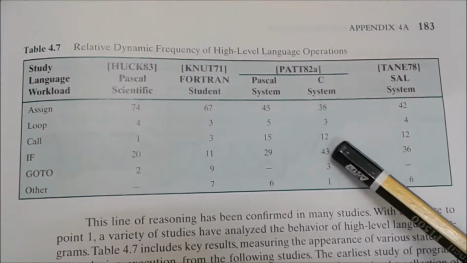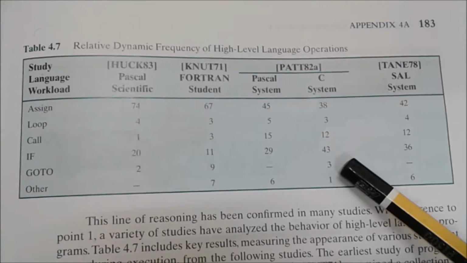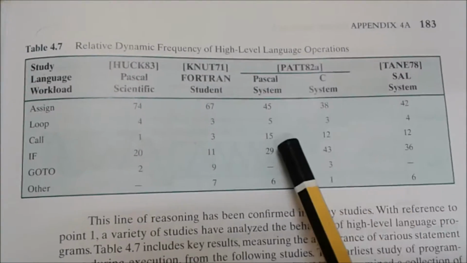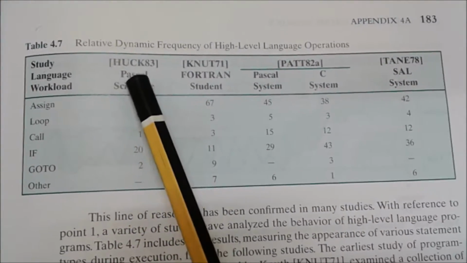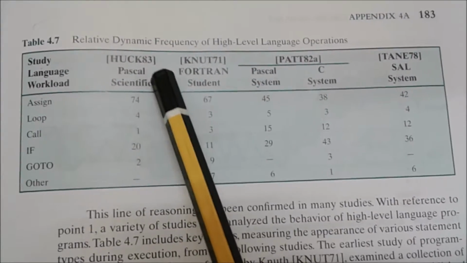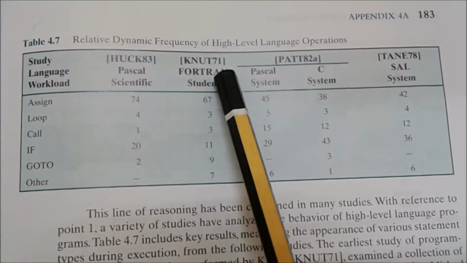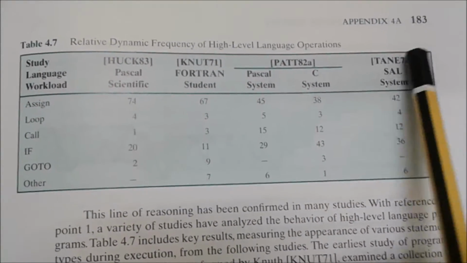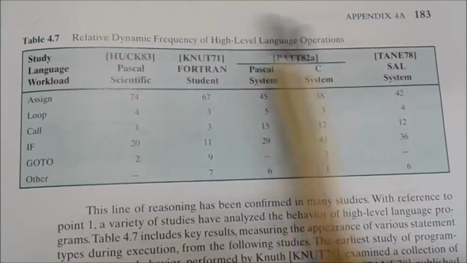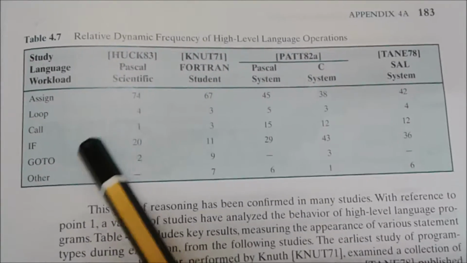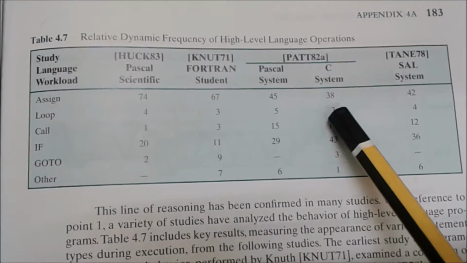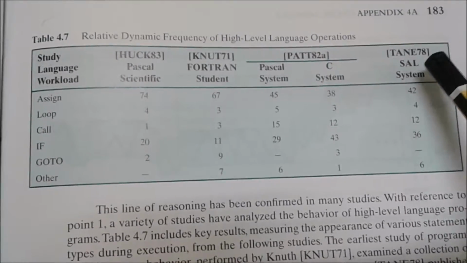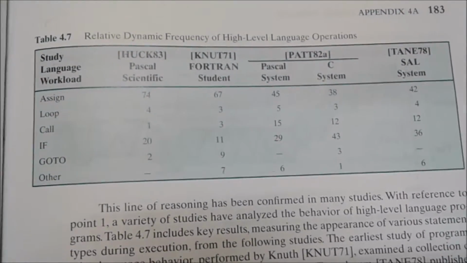Okay, this is the relative dynamic frequency of high-level language operations. So, from this table we can look at the study language workloads: HUCK 83, KNUT 71, PATT 78. So this is the name of the study language workload. You can see and research the table in the COA book, page 183.